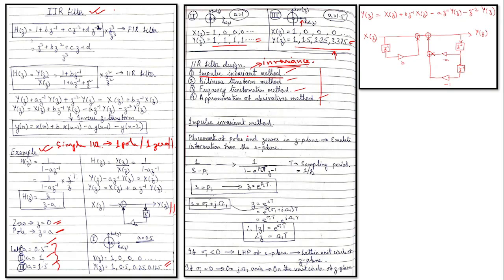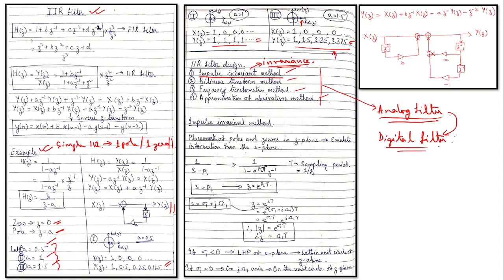Now one important thing is that when we are trying to develop this IIR filter, most of the filters are designed after getting information from the analog filter. Okay. So after having the information from the analog filter or the analog system, we try to design the digital system.